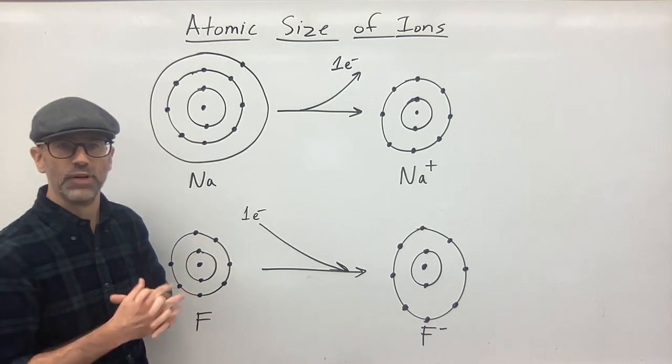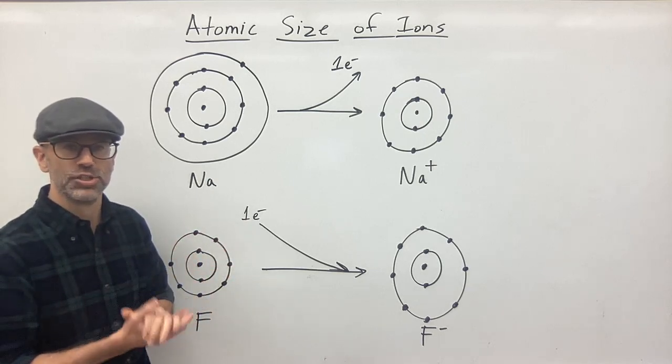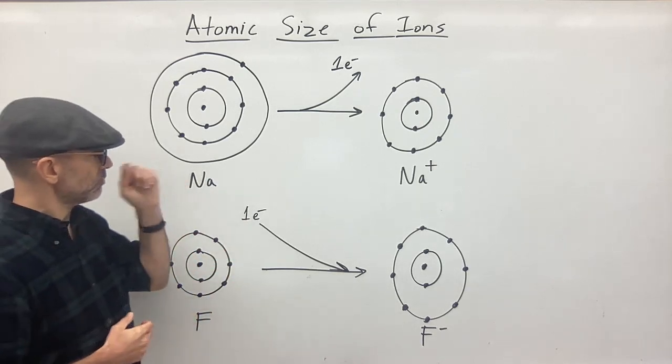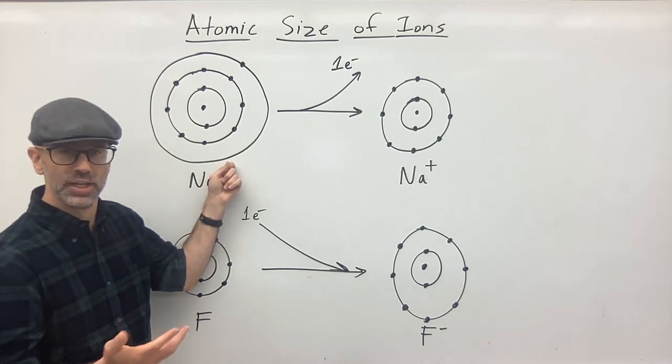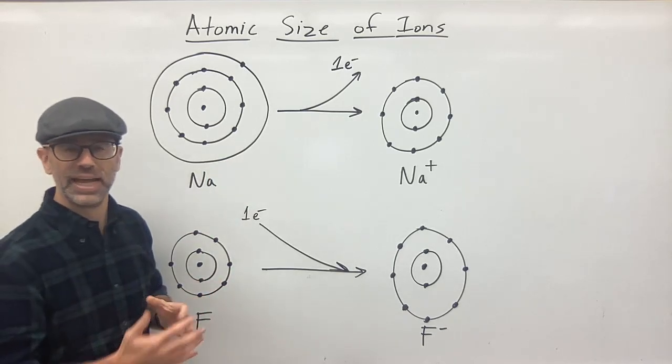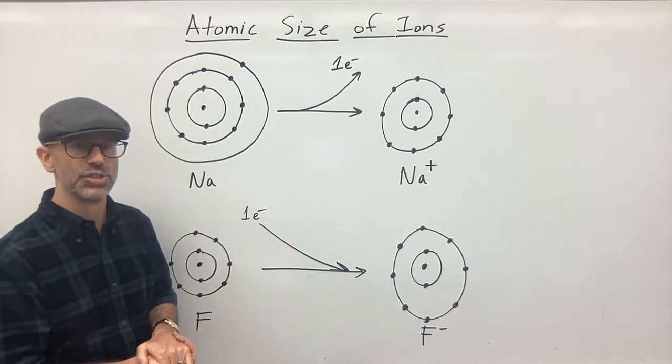Remember, the goal of atoms is to get that full outer shell. And so either you're going to be a metal and you're going to lose electrons, or you're a non-metal and you're going to gain electrons. So you're either going to gain or lose electrons in order to get that full outer shell.